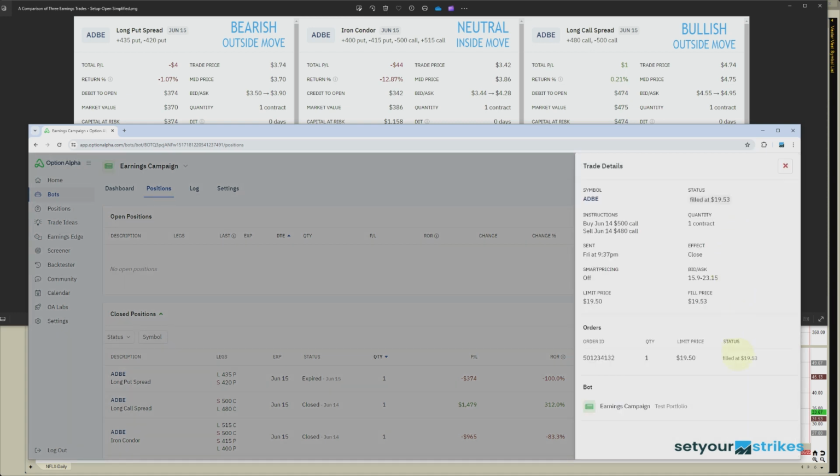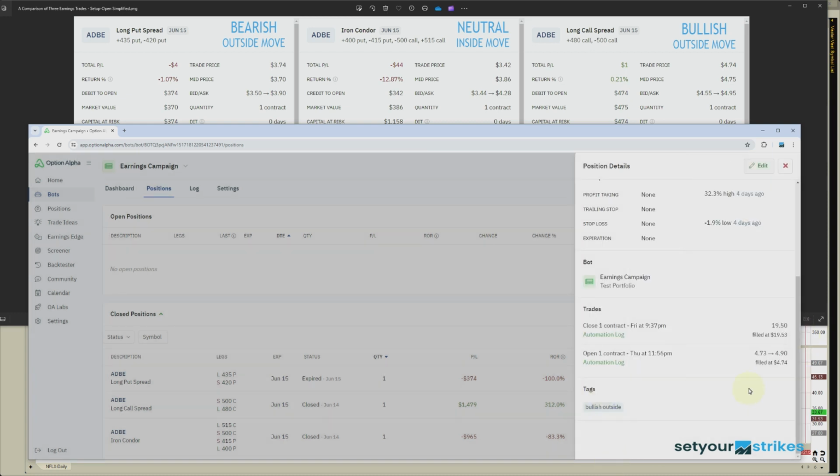I think we can see here the bid-ask spread looks pretty wide, but I think we got a fair price. I don't know how we can see... 1950, and we got filled at 1953. So I'm assuming that was the mid price between these two, and maybe I did put in a limit. I don't know.